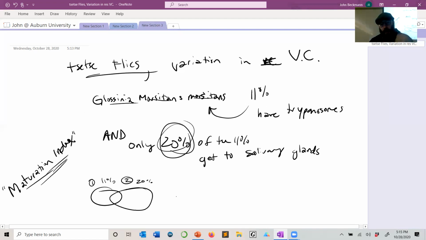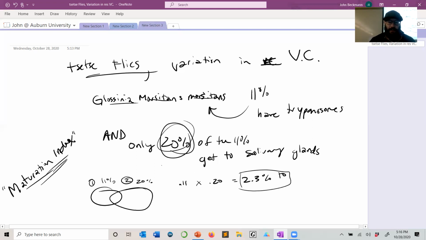If I just pick a fly at random from the wild, what's the percent chance that if I let it bite me, it's a fly that can transmit trypanosomes? To get that, you take the 11%, 0.11, times the 20%, 0.20, and that comes out to a 2.3% chance. Yeah, very good. That's the chance of being bitten by a fly that's ready to transmit trypanosomes. Okay, so this is an example.